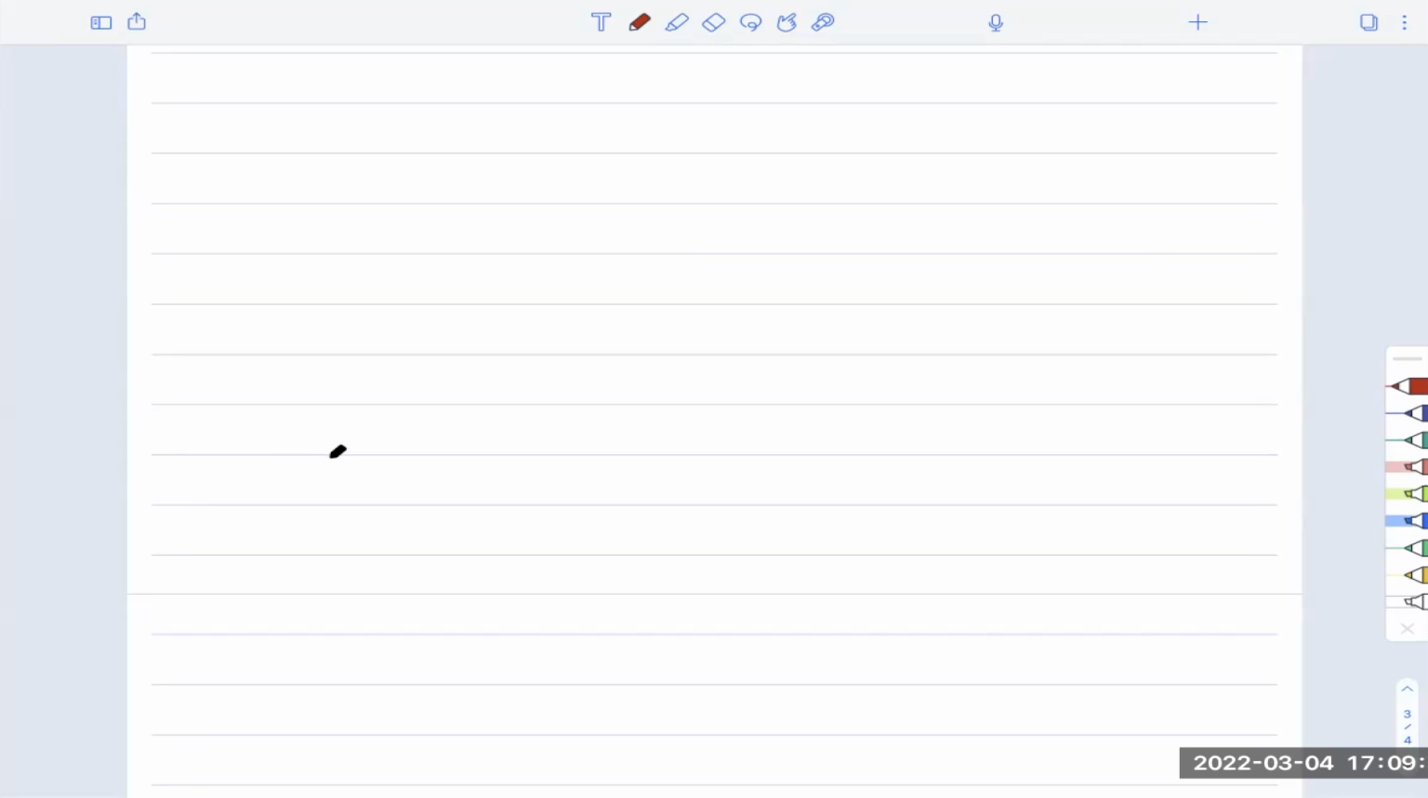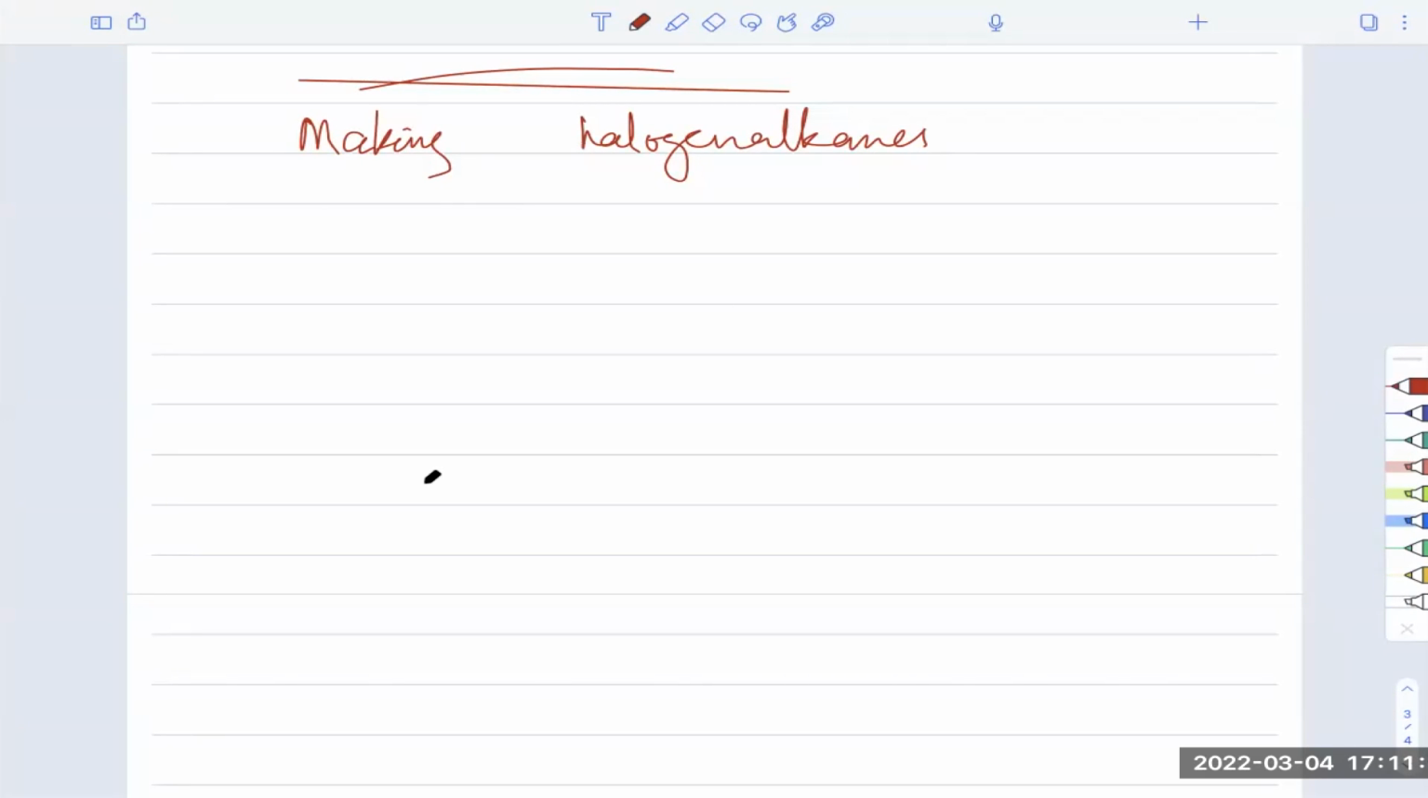First one is free radical substitution. So basically, making halogen alkane. Again, it depends on what your starting component is. Like, what are you starting with? So if you're starting with an alkane and you want to make halogen alkane, then you know that alkanes are pretty unreactive. So we do free radical substitution with them. So that's the first method.